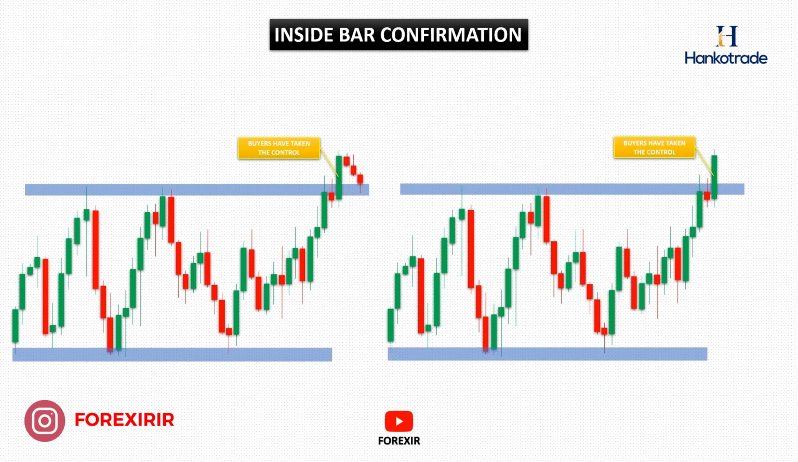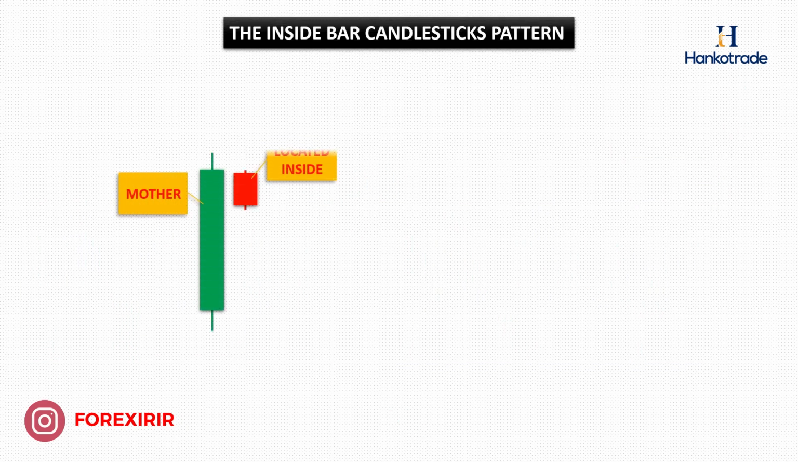So, one of the ways to validate the break is to wait for a pullback and rejection to indicate that this level will hold. However, the problem is that this pullback may never come, and we can lose a great trading opportunity to go long. So, this is where the inside bar confirmation comes in.